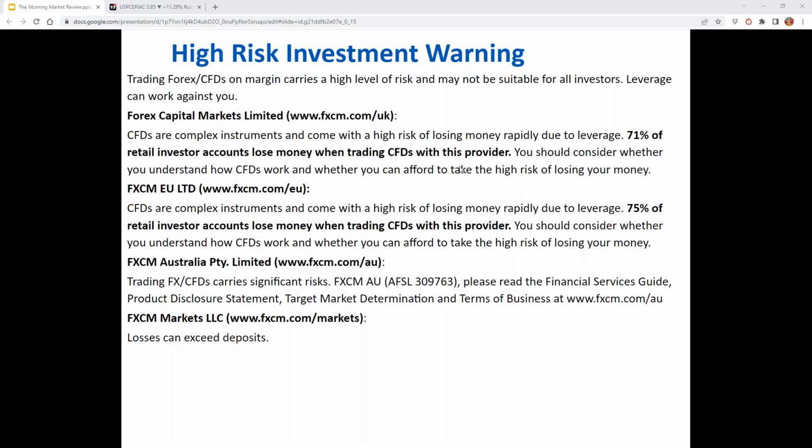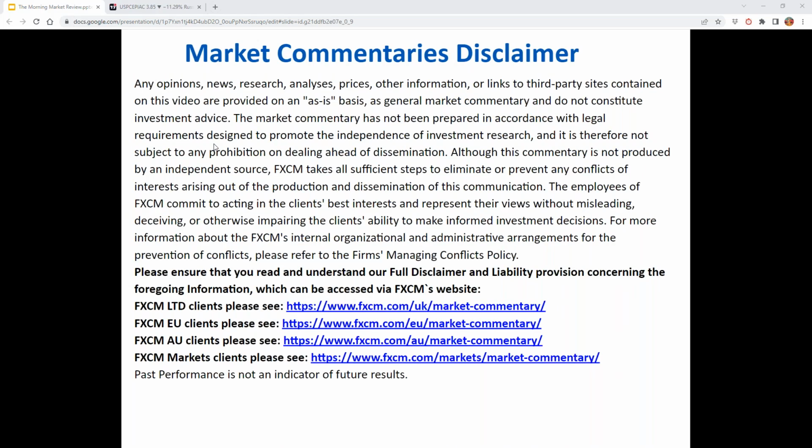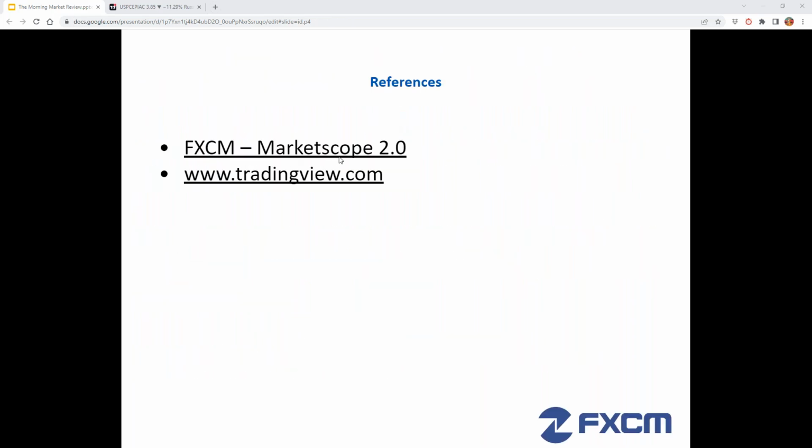All right, let's bring up the market commentaries disclaimer here. All right, and just our references, FXCM, Market Scope, and Trading View. I actually want to start off with Market Scope. We'll go to Trading View shortly. Let's just take a look at the dollar.